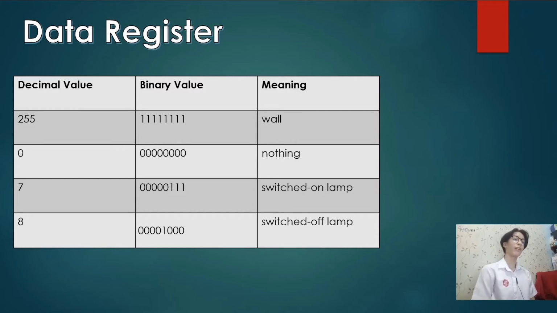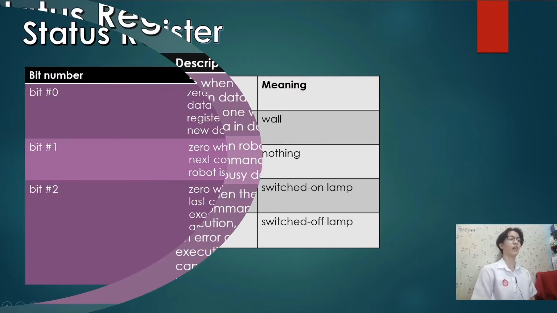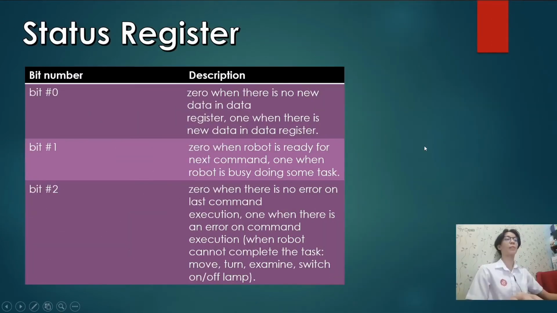And the last value in the data register is the decimal value 8. And the binary value of it has the indication of 1 in the 5th binary position. And the meaning of it is there is a switched-off lamp. Now let's proceed to the last part of the registers, which is the status register. The third byte, or port 11, is the status register.